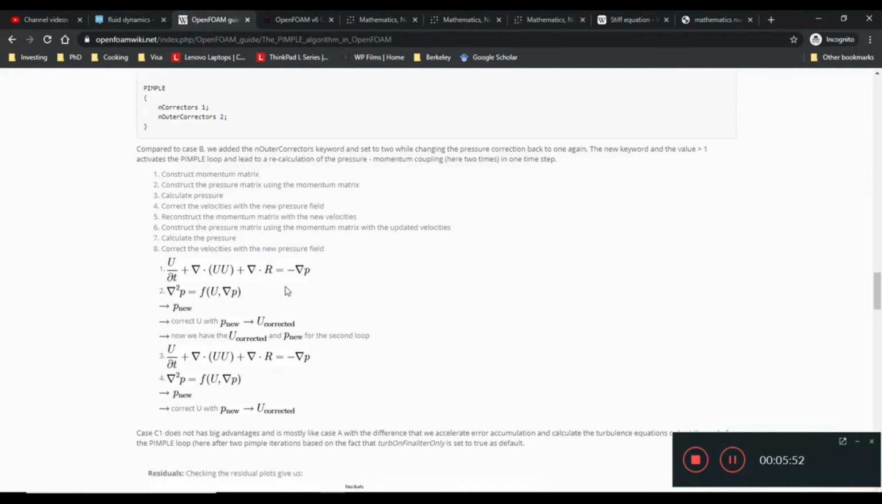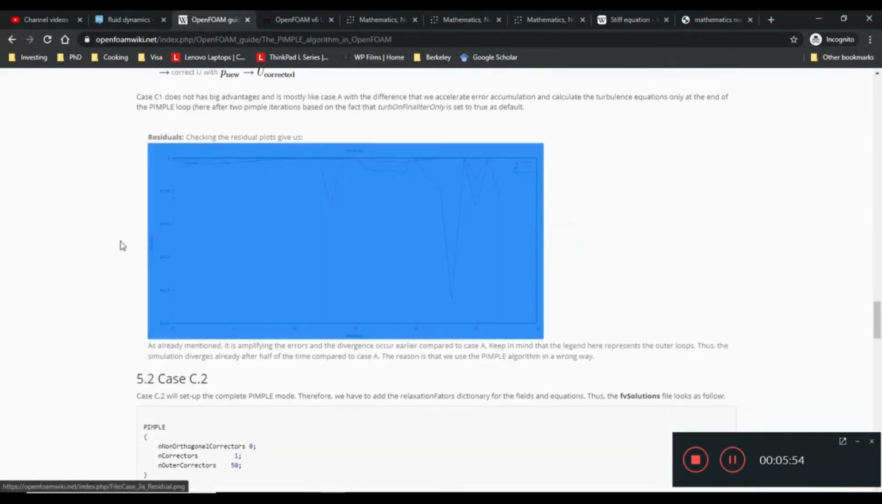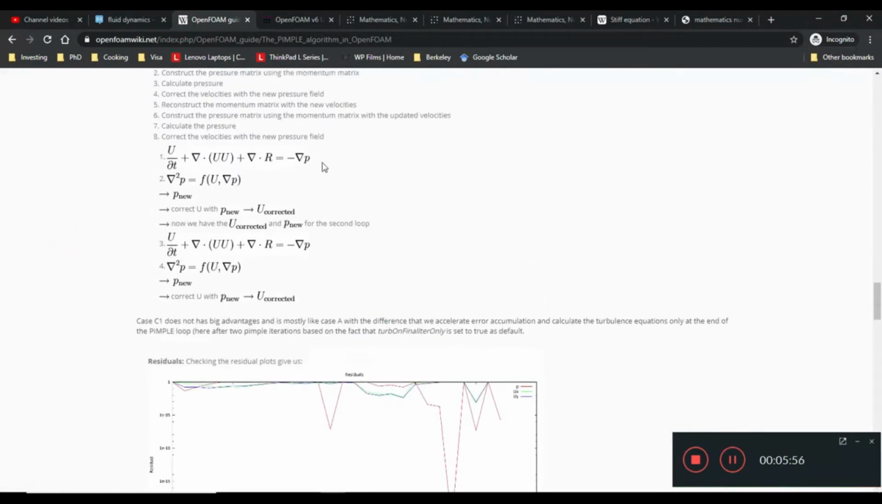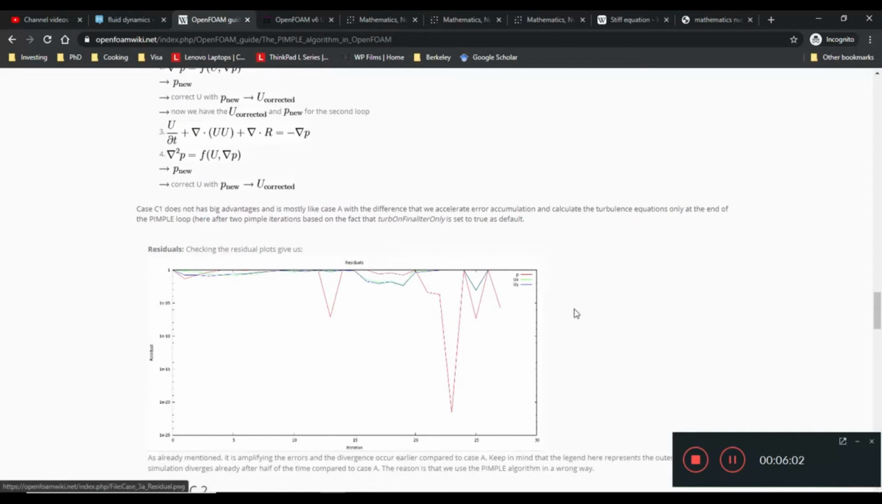So in case C1, you don't have this relaxation factor. While we are cycling through the momentum equation more than one time every iteration, you may have this set of stiff equations. You want to run through the momentum equation more than once so that you can reiterate for a more stable solution.